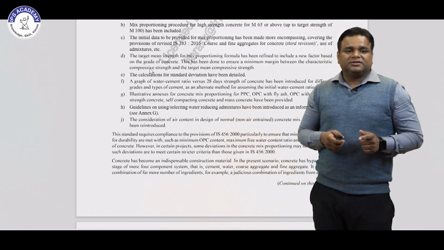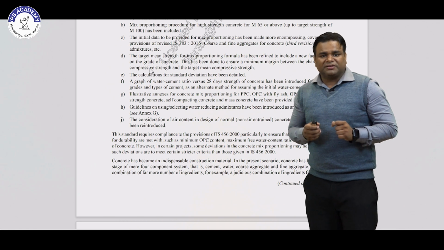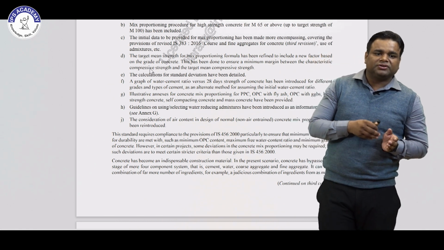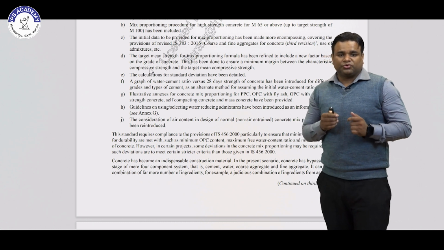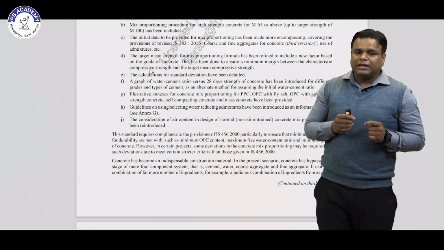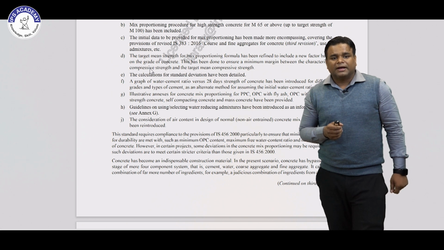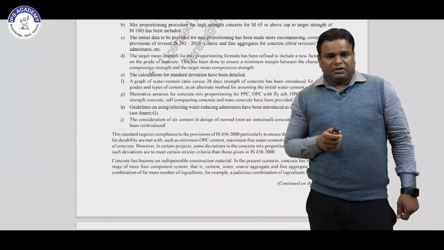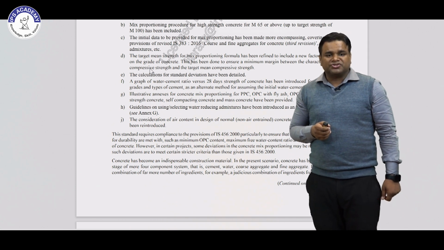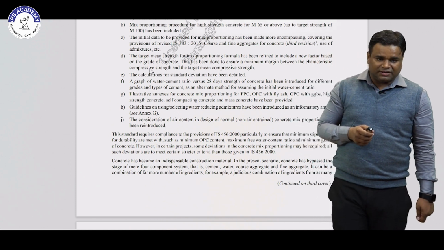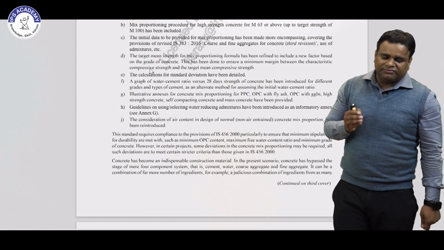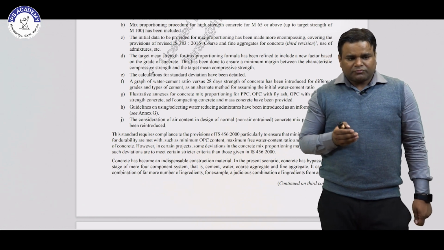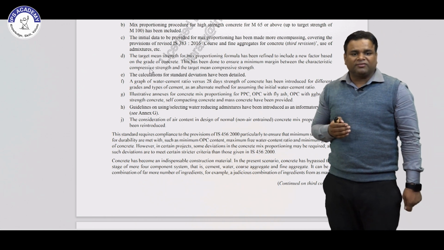Then the fourth point is the target mean strength for mix proportioning formula has been redefined to include a new factor based on the grade of concrete. This has been done to ensure the minimum margin between the characteristic compressive strength and the target mean compressive strength. Then the next point, the calculation for standard deviation has been detailed. In that we will see the formulas of standard deviation for one group or multiple groups also.